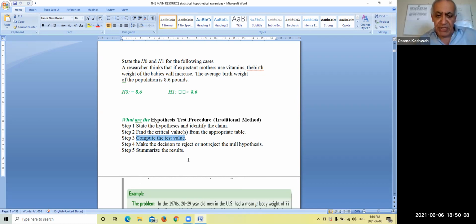Step 4: make the decision to reject or not reject the null hypothesis, because I always focus on the null. So I will accept the null or I will reject the null hypothesis, like what we will see right now. Step 5: summarize the results, meaning you write your report or your final decision. What will you do in such a situation?